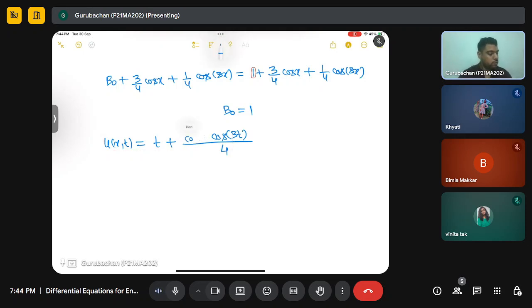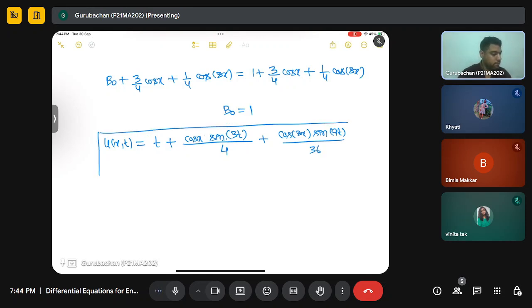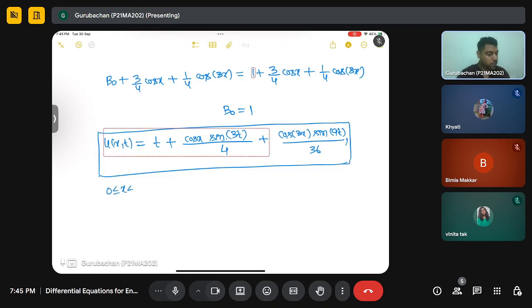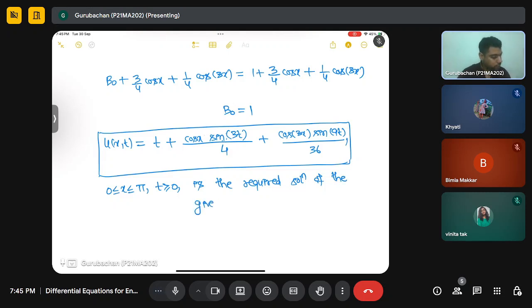Sorry, it was cos x, and this is sin t, plus cos 3x sin 3t divided by 6, and this, for 0 < x < pi and t greater than 0, is the required solution of the given initial boundary value problem.